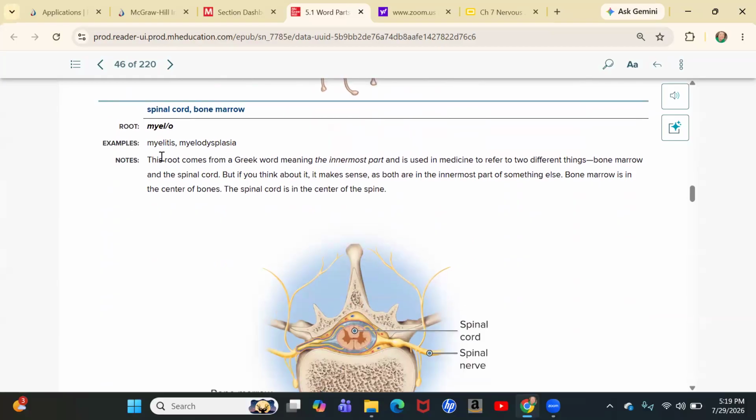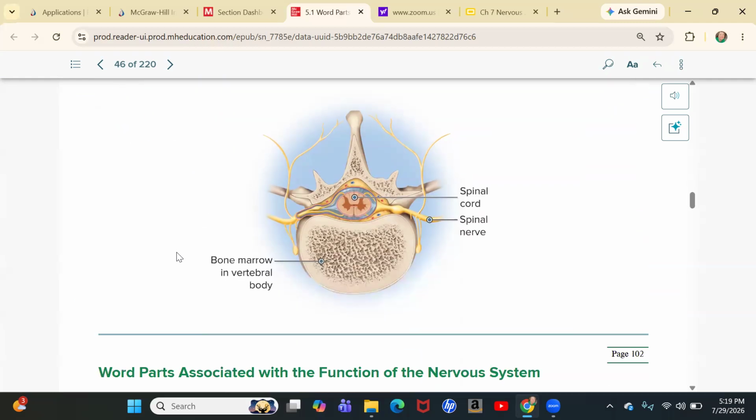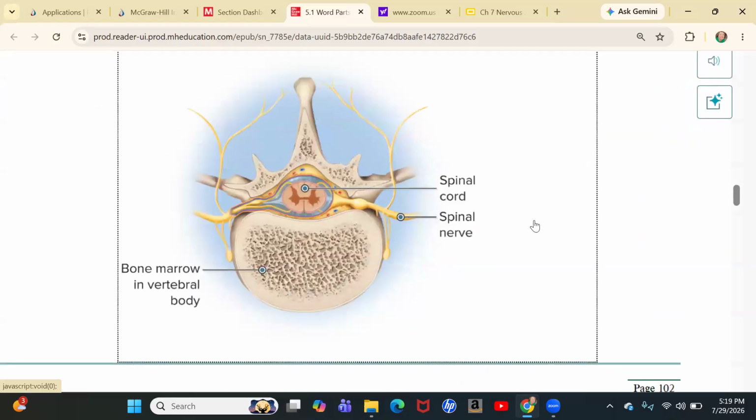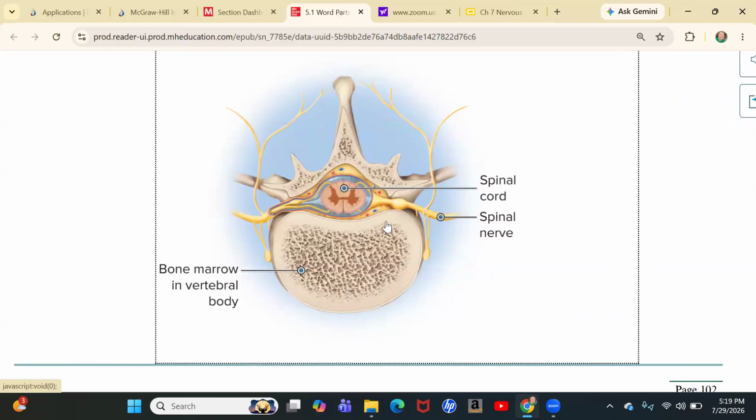Within the nervous system, after the brain, you have your spinal cord that's going to carry that message from the brain to the rest of the body. So myelo, remember, also means bone marrow and spinal cord. So depending on which body system you're looking at, this is a transverse view here of the vertebral column with the spinal column embedded within it.